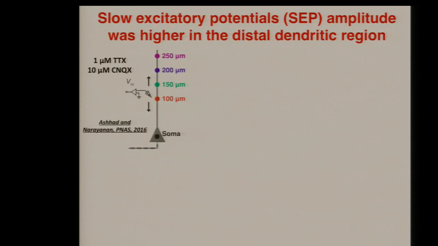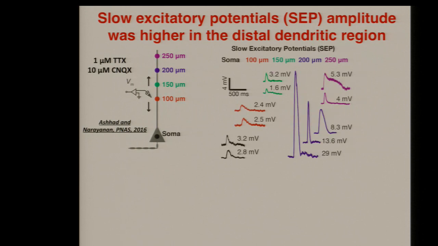So Sufyan did these heroic experiments, because these are extremely difficult experiments. A, patching onto dendrites is extremely difficult, and B, patching onto astrocytes, which are also smaller in diameter with reference to the cellular diameter of neurons, that's also difficult. He did both of them together, and he showed that at the cell body you have smaller signals.